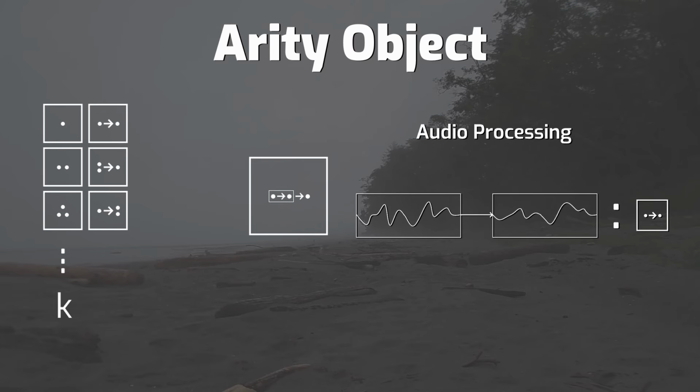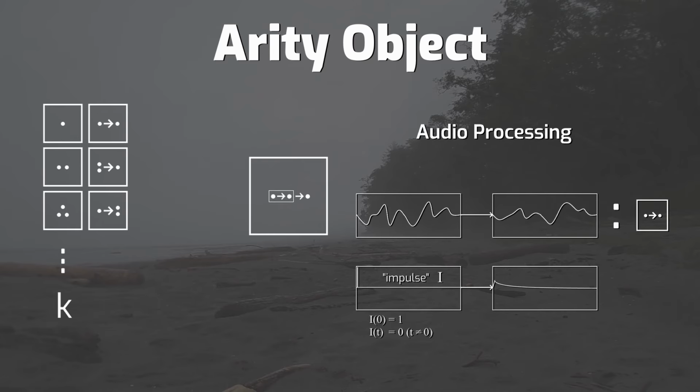And a filter, which takes in a signal and outputs a different signal, can correspond to the unary operator arity. Then there's an operation that measures a filter by sending the so-called impulse signal through the filter. This measurement operation takes in a filter and produces a signal.